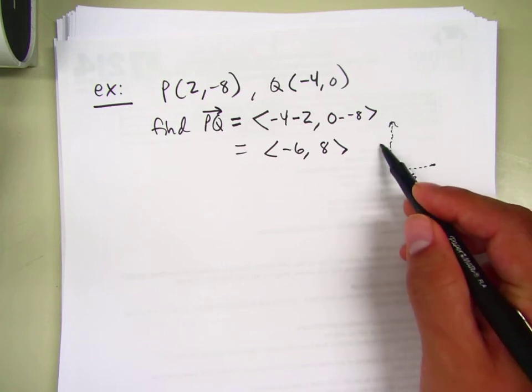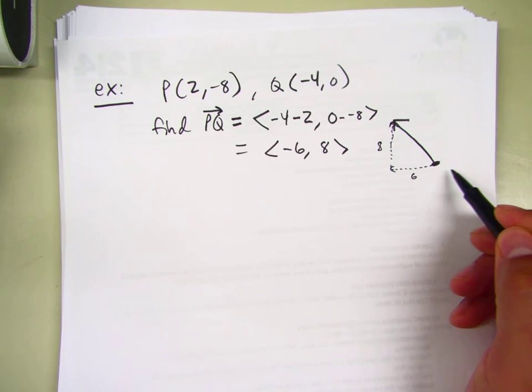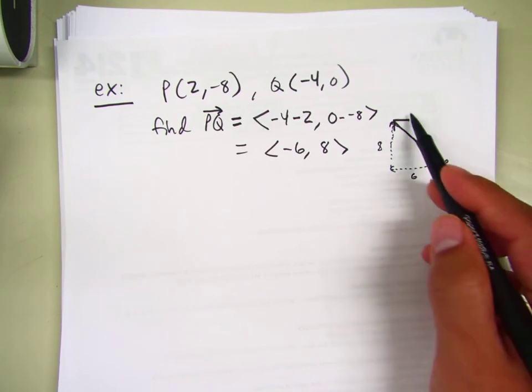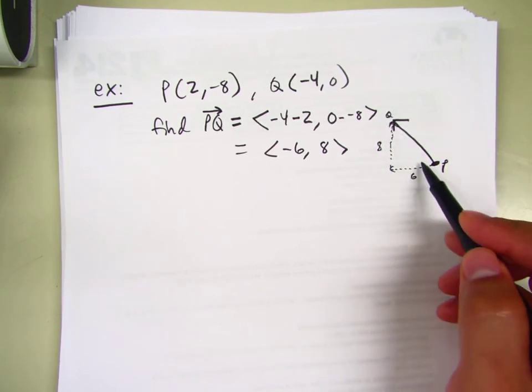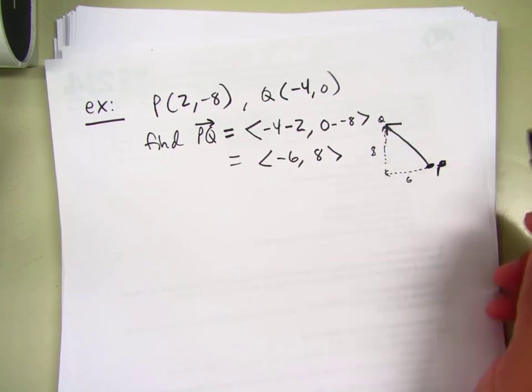So if this is 6 and this is 8, this is the vector that we are talking about, starting here at P and ending here at Q. Okay, so here's P, here's Q.